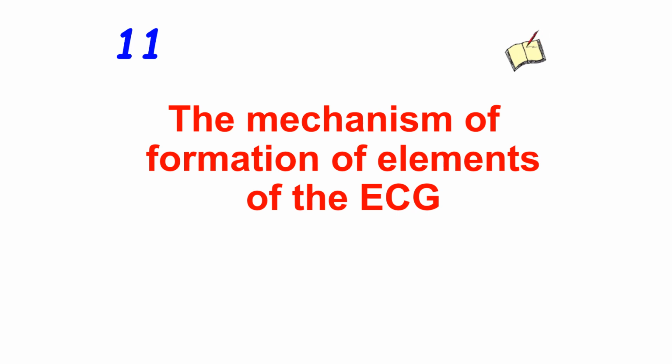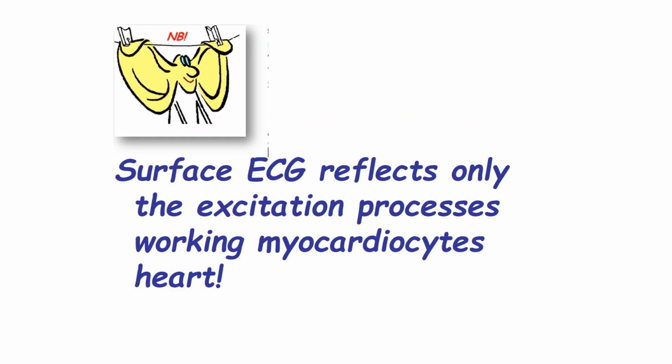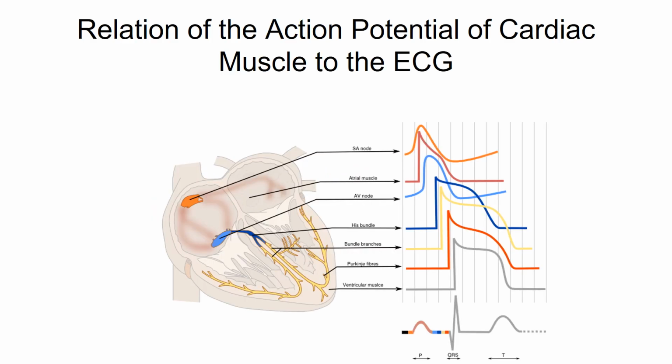The mechanism of formation of elements of the ECG. Surface ECG reflects only the excitation processes of working myocardiocytes of the heart. Relationship between cardiac muscle action potentials and ECG. A variety of potentials form the ECG, but these are only plateau-shaped action potentials of contractile myocytes.